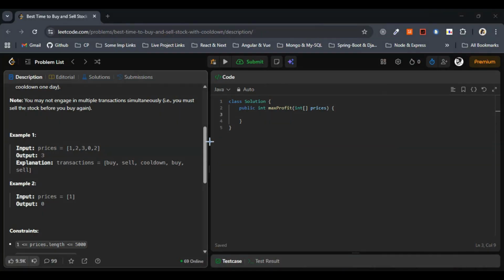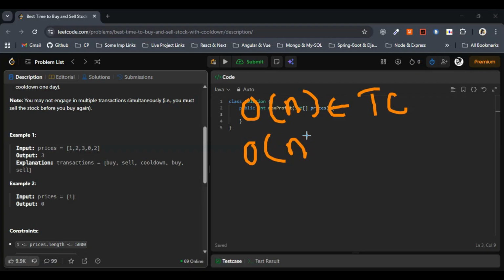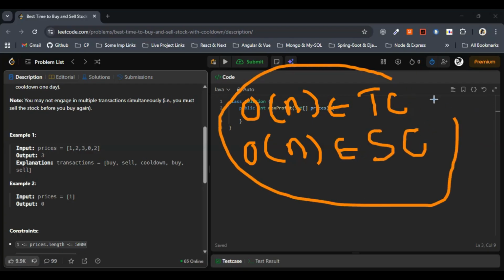So as we are completely familiar with the approach, now let's discuss the complexities very soon. What will be the time complexity here? The time complexity would be big O of n, because we'll be making use of one pass through the prices array. What will be the space complexity here? The space complexity would be big O of n as well, because we'll be making use of the 2D DP array, storing the states for each day. So time complexity and space complexity for the code that we'll be writing would be big O of n and big O of n respectively.